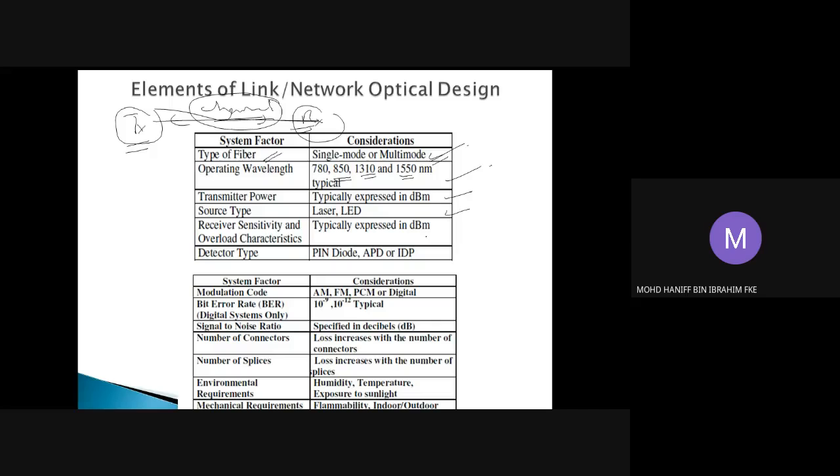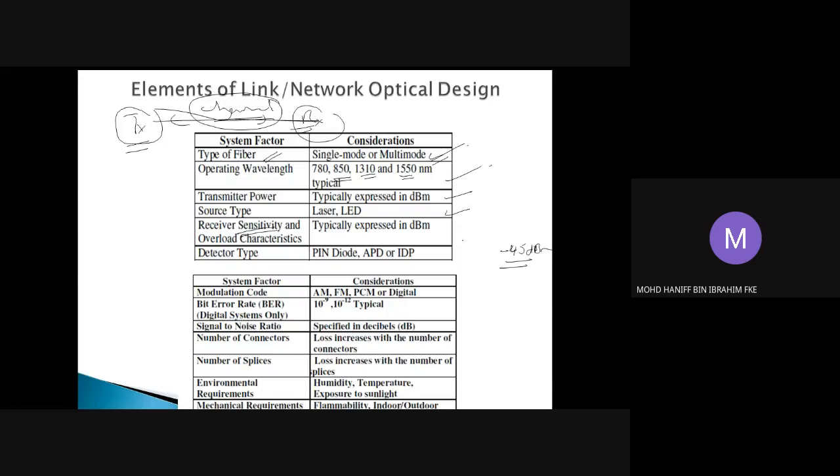And then the receiver's sensitivity: what is the smallest power that can be recovered by the receiver. This is what we call receiver sensitivity. So for instance, let's say your receiver sensitivity is negative 45 dBm. Let's say this is your receiver sensitivity.